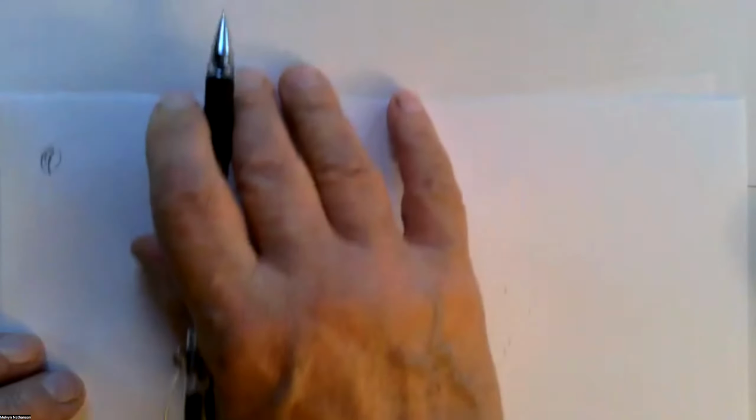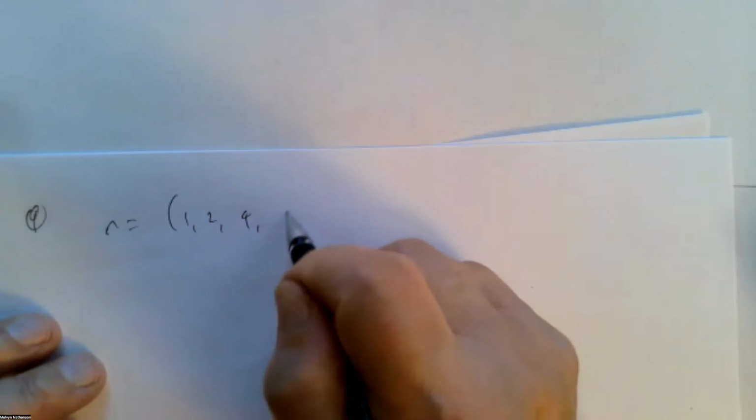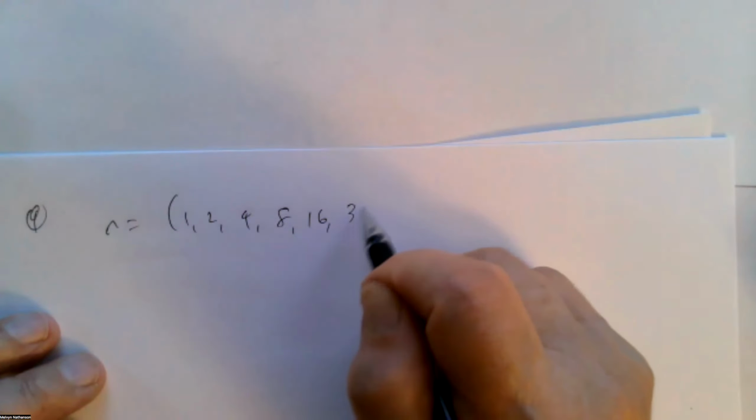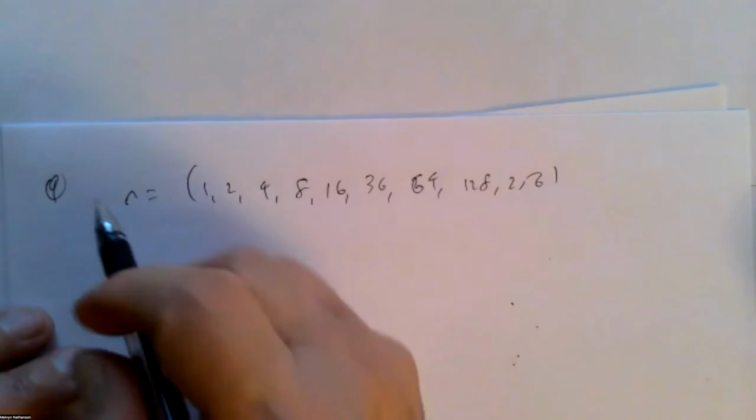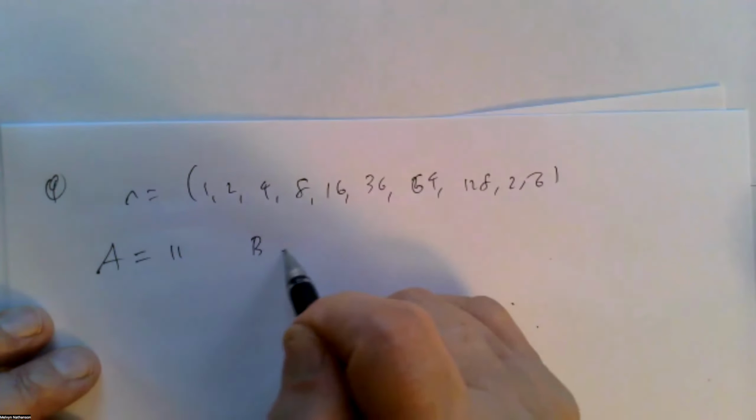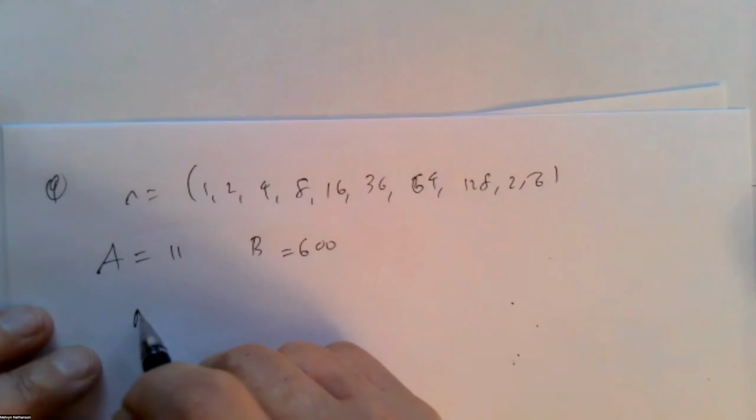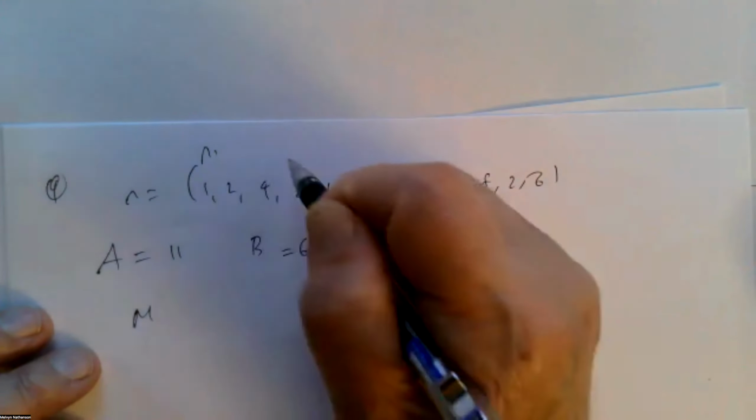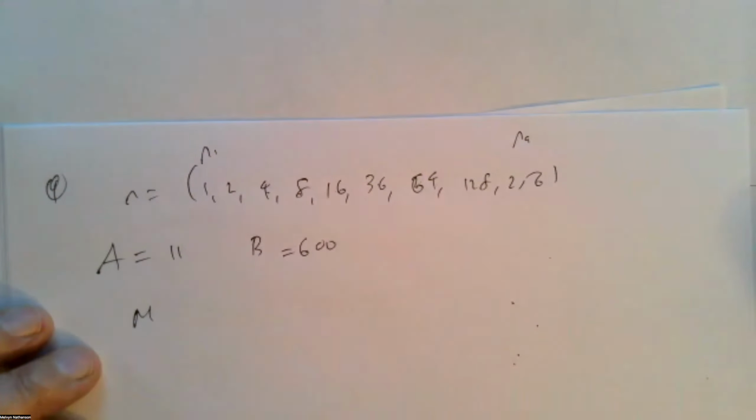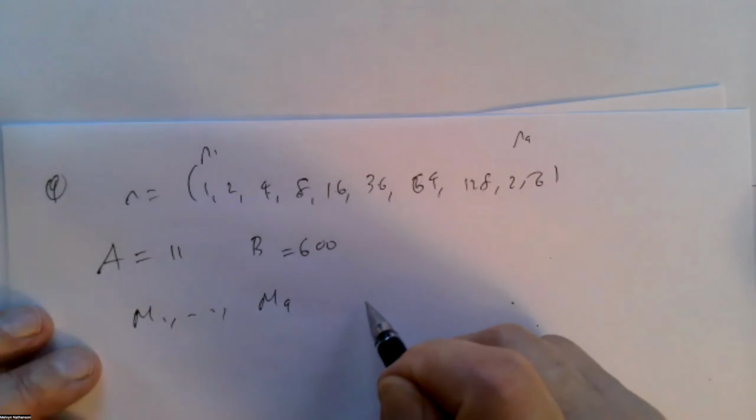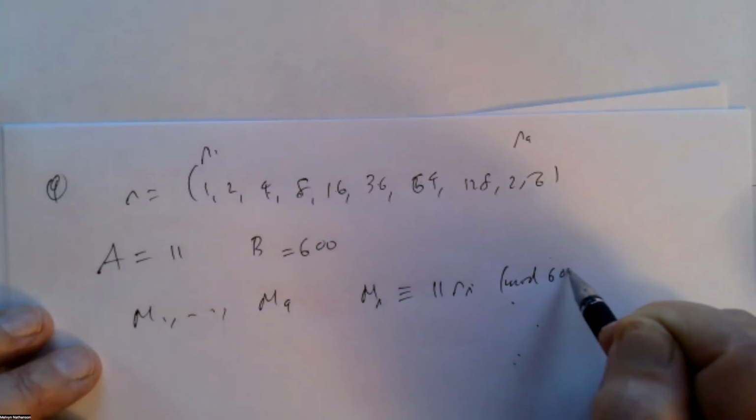In problem number 9, each number is exactly twice the previous one, so these are the powers of 2: 1, 2, 4, 8, 16, 32, 64, 128, 256. You choose A equal to 11 and B equal to 600. You want to define a sequence M. There are nine numbers, R1 through R9, so you're going to have M1 up to M9, and M sub i is congruent to 11 R sub i mod 600.